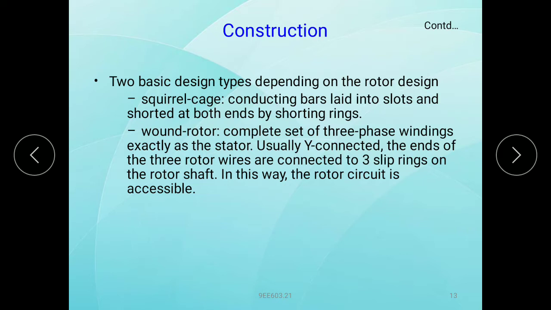Two basic design types depending on the rotor design: squirrel cage, with conducting bars laid into slots and shorted at both ends by shorting rings. Wound rotor, a complete set of three-phase windings exactly as the stator, usually star connected. The ends of the three rotor wires are connected to three slip rings on the rotor shaft. This way, the rotor circuit is accessible.